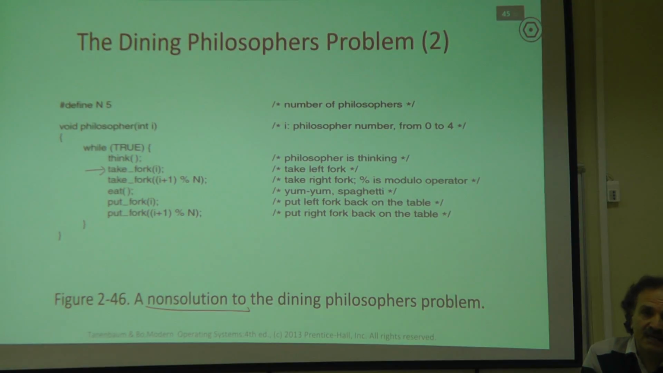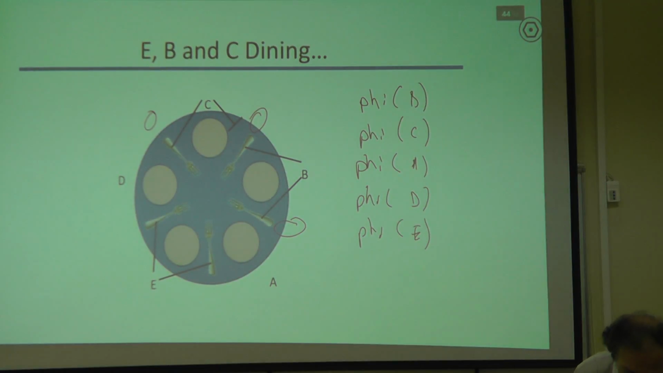Because in this case, we know that all five of them cannot eat at the same time. How many forks are there? 5, right? How many philosophers are there? 5. So for 5 philosophers, how many forks do I need? 10, right? I need 10 forks so that they can eat at the same time. So that means that all of them cannot eat at the same time.